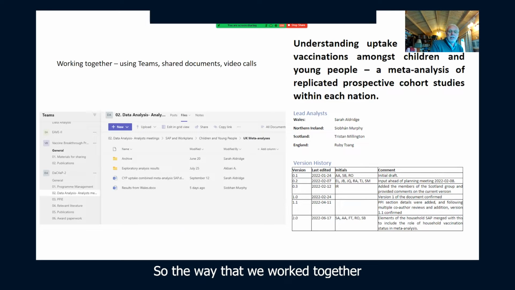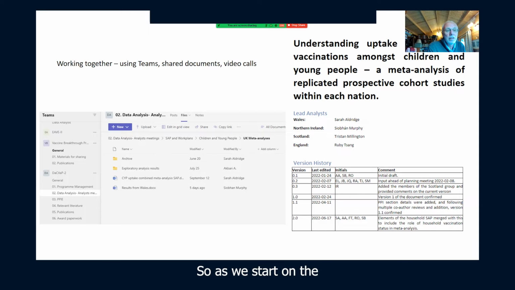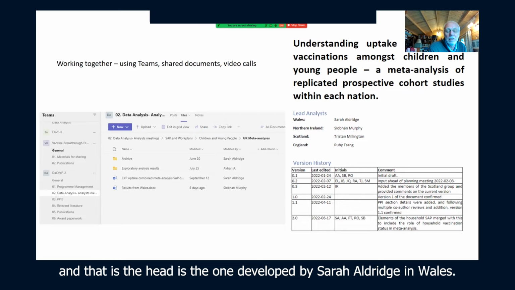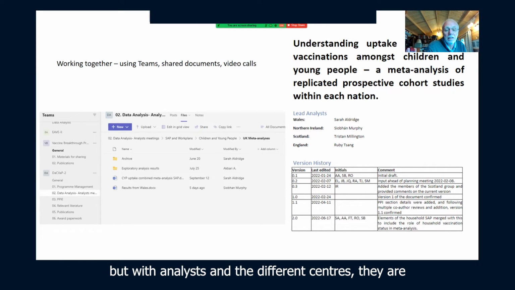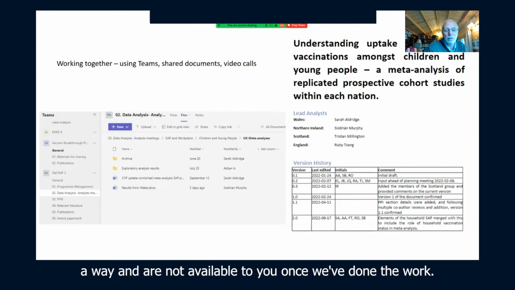So the way that we worked together was a twofold approach. In the 4 centres in the UK, we've got analysts who are working on their own sets of data. So as we start on the analysis to pool the results together, what we do is we set up, first of all, a statistical analysis plan, and the lead one was developed by Sarah Aldridge in Wales, but with analysts in the different centres looking at how we were going to do this analysis. And these statistical analysis plans are published and are available freely once we've done the work.